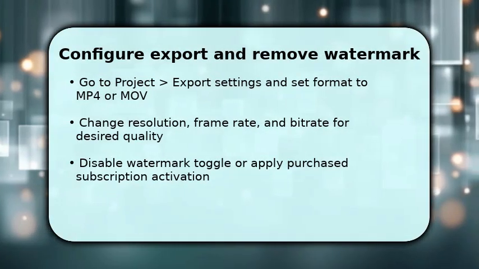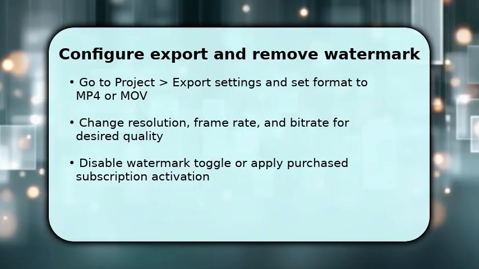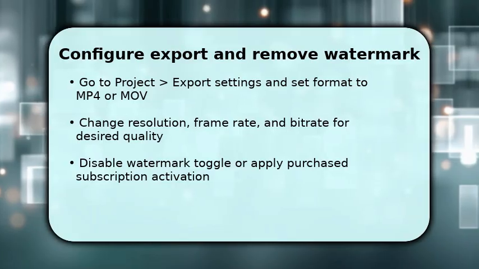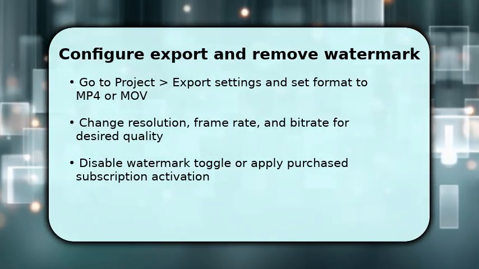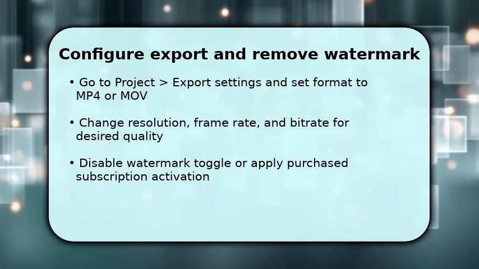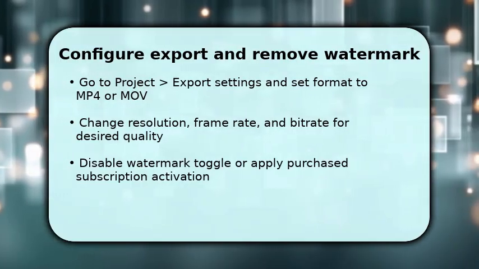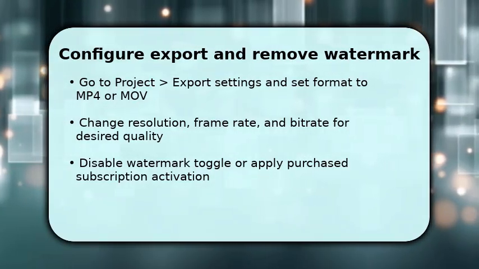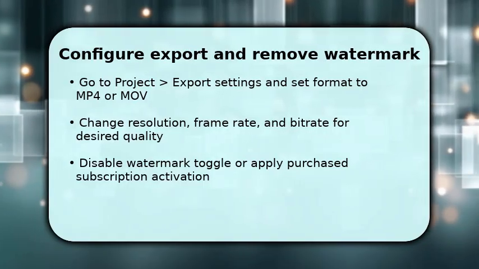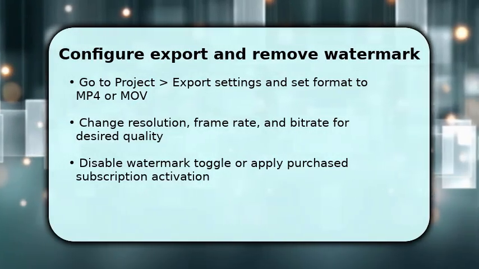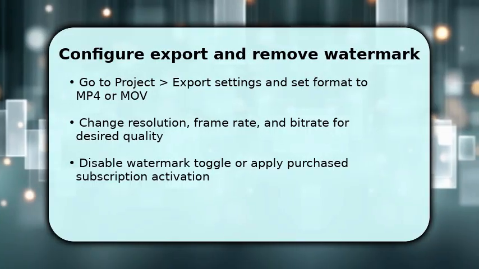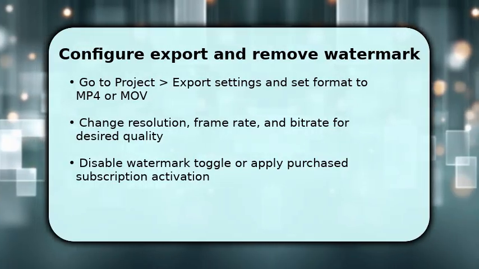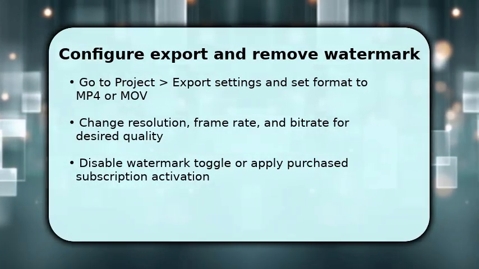You now configure exports and apply the removal. Open your project, tap Export, and choose MP4 with your target resolution and frame rate. Higher bitrate improves quality but increases file size. If a watermark toggle appears, switch it off only after confirming a paid subscription or activation state. For subscriptions, open Account, Restore Purchases, or enter your original payment method. If removing via settings isn't available, double-check that your app recognizes the active subscription before exporting again.